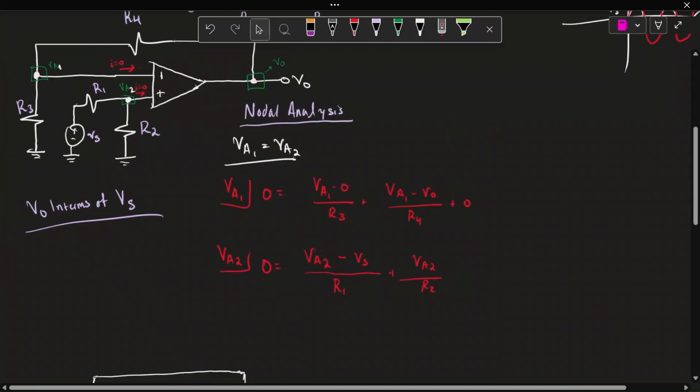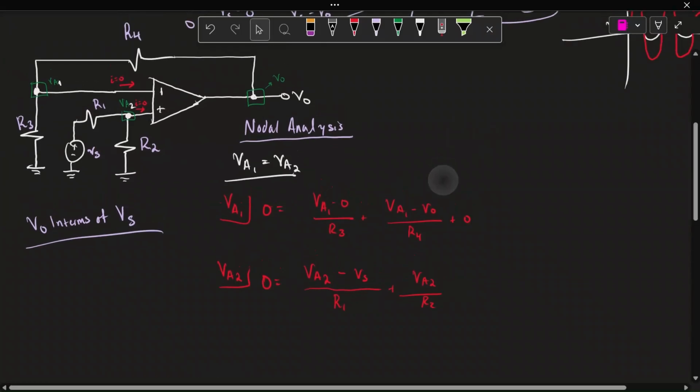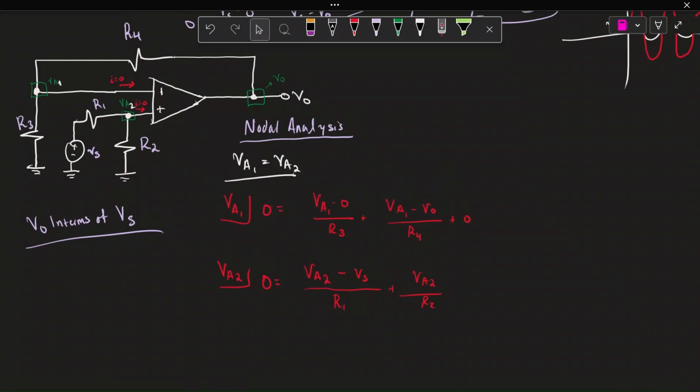So, how do we do this? We have 1, 2, 3, 4 unknowns. How are we going to solve this? Well, let's try and solve VA in terms of VS.